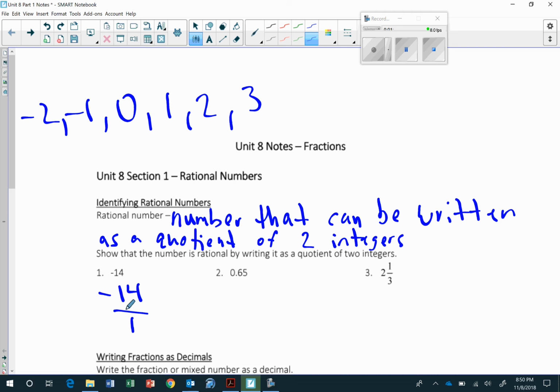The next one is 0.65 or 65 hundredths. So I'm going to use the way that I say it to tell me how to write it. Since it's 65 hundredths, I'll just put 65 over 100. And for the last one, it's a mixed number, 2 and 1/3. So to write that as a quotient of two integers, I need to turn it into an improper fraction. To do that, I'm going to do 3 times 2 plus 1, which would be 7, and then write that over 3. So again, I'm just showing that it's a rational number because I can write it as a quotient of two integers.